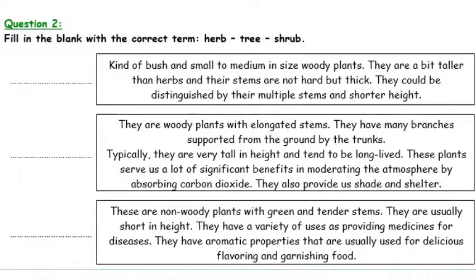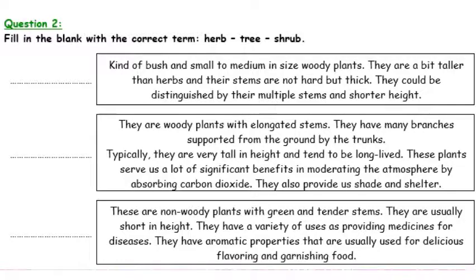Question number 2. Fill in the blank with the correct term. We have three terms: tree, shrub, and herb. With the three definitions, I will read the definition and you will help me to find the answer.